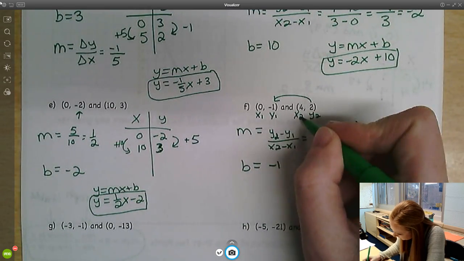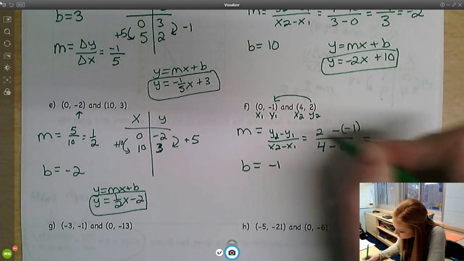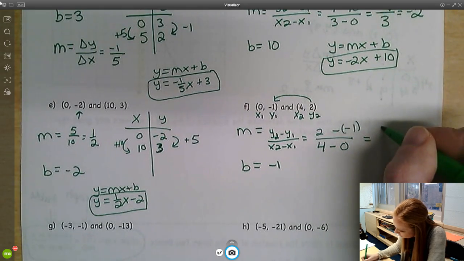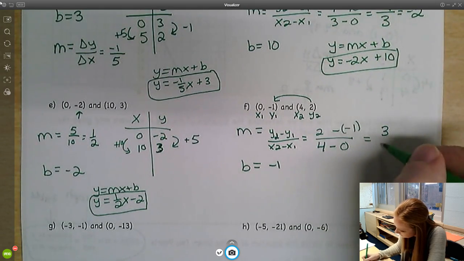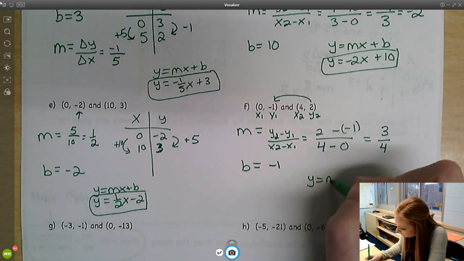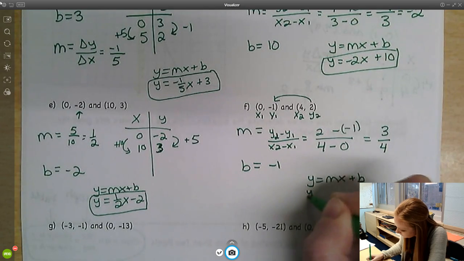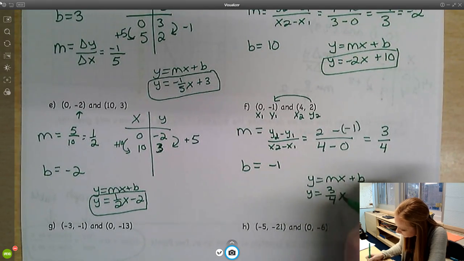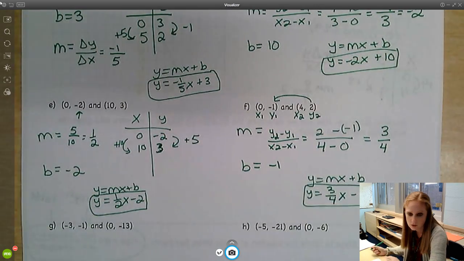4 minus 0. 2 minus a negative 1 is 3. 4 minus 0 is 4. Our slope is 3/4. Y equals mx plus b. Y equals 3/4 x, because that's our slope. Plug it in for m. Leave the x plus b. Our b is negative 1, so minus 1.